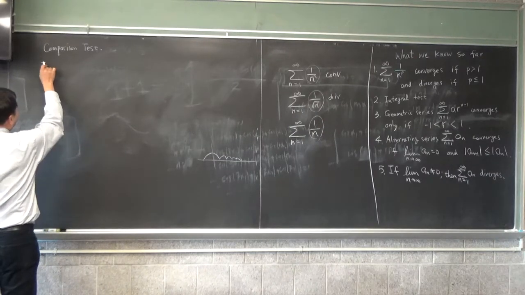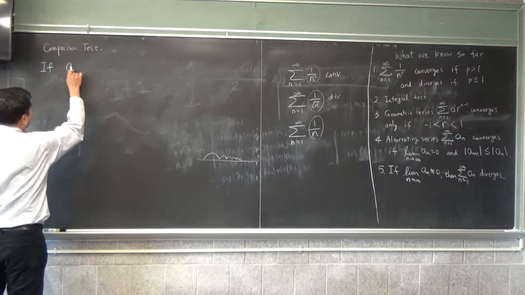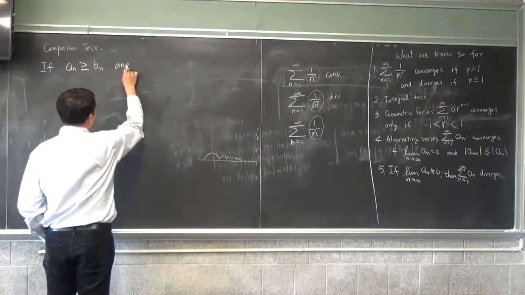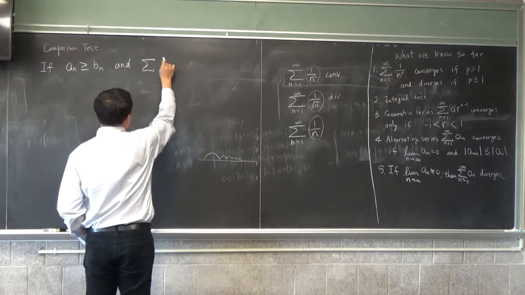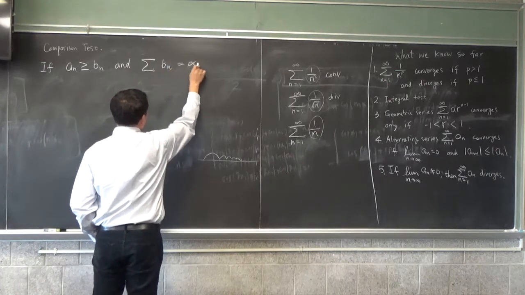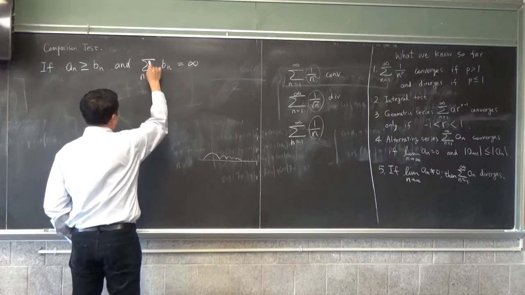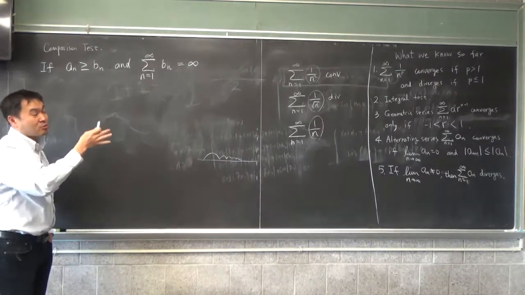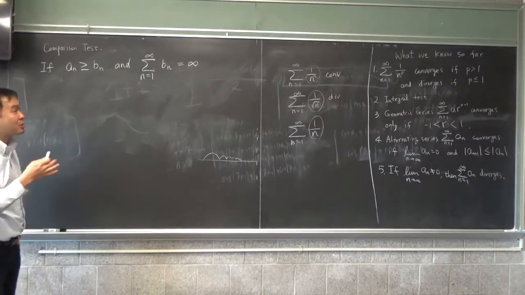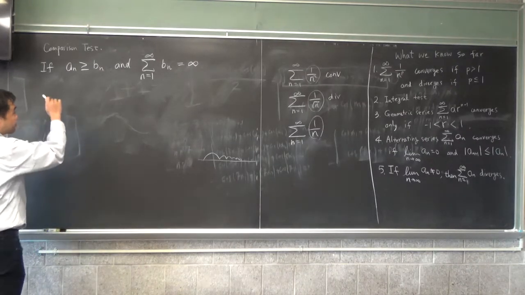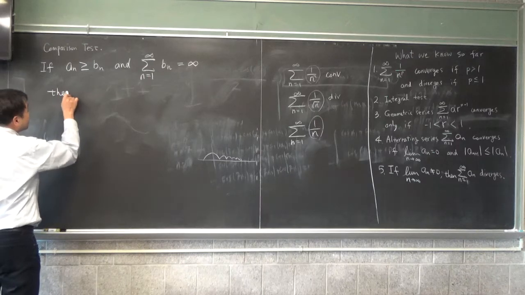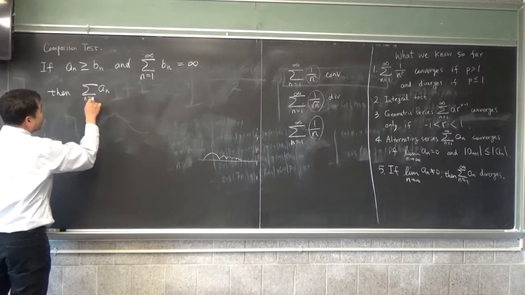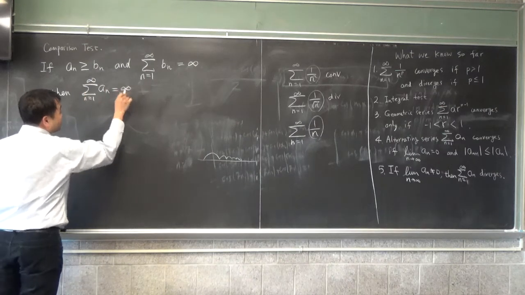So first, if an is bigger than bn and summation of bn is infinity. Well, I wrote it as starting from 1, but all these tests you can start at any point. It still applies. Then summation of an should be infinity as well.